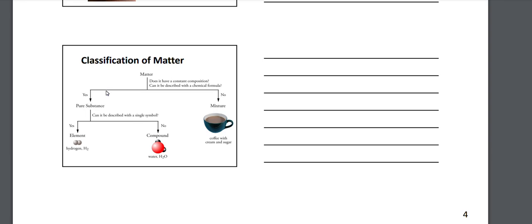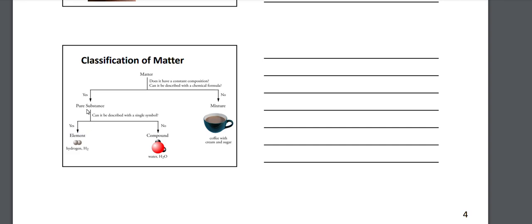If the answer is yes, you can describe it by a chemical formula, then it is going to be a pure substance. Next, can it be described by a single symbol? If it can, then it's an element. If it cannot, then it's a compound. So it can be water, or NaCl, or any other compound, but not an element, not something coming straight from the periodic table.